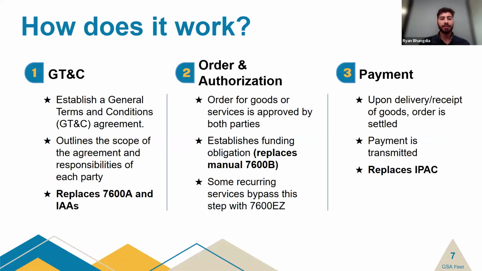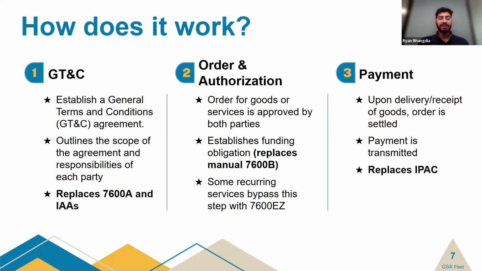And so, how is this going to work? This slide briefly outlines three major steps in the process from getting set up to transitioning entirely into G-invoicing for fleet billing. So the first step is to establish a general terms and conditions agreement, a GT&C agreement. And the purpose of this is to outline the scope of the relationship between GSA Fleet as the servicing agency and your agency as the requesting agency.